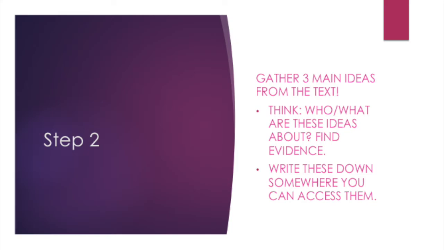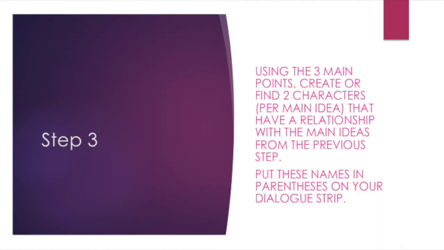Once you've found the 3 main points, you're going to create or find 2 characters. In this, we will just find 2 characters for each main idea. So you'll need 2 characters for the first main idea, 2 for the second, and 2 for the third. These characters need to have some sort of relationship with these main ideas. So we can't just use Billy Bob Joe if he has nothing to do with making corn, for example. Then let's put these names in parentheses on the dialogue strip, which I will show you in just a moment when we're done with the steps.